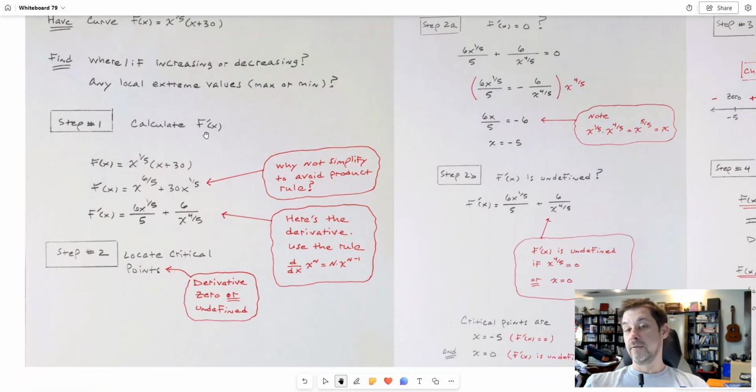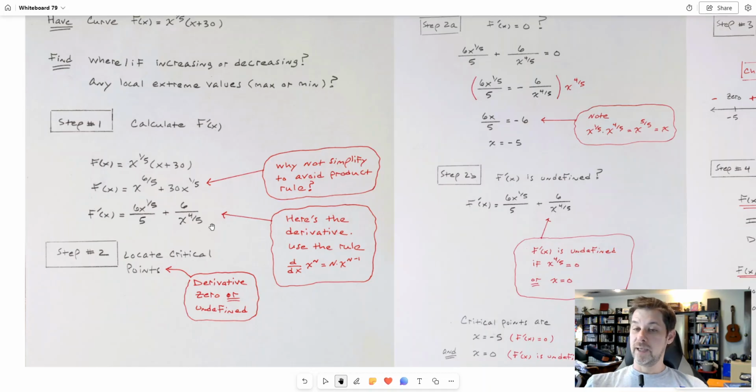Step one, I need to know what the derivative is because everything I want to know can be found through analyzing the derivative. So I'll need to find the derivative. The way I'll do it is I'll take the function as it was given. I'll distribute the x to the 1/5 power like so. I do that just to avoid having to use the product rule. It seems simpler that way to me. Now, if I take this and use this rule, then I get this derivative, 6x to the 1/5 over 5 plus 6 divided by x to the 4/5 power. So there's my derivative.